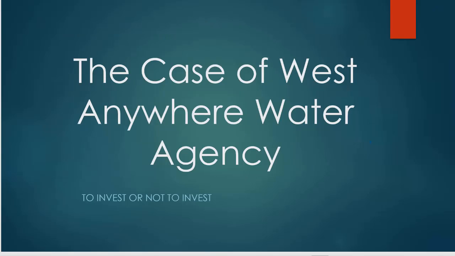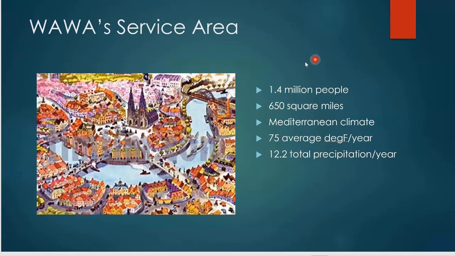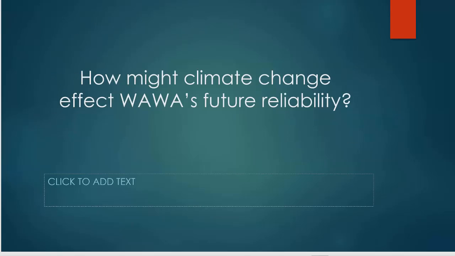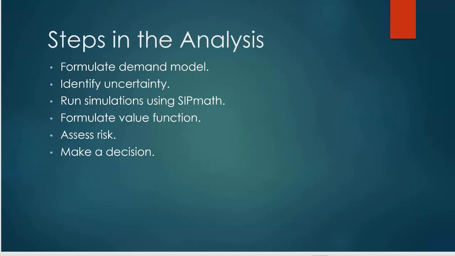So I'll run through a quick example for the West Anywhere Water Agency and another backronym. It had to be WAWA, I just didn't know what it stands for. So it's a pretty little town and has certain conditions. And the question is, how might climate change affect their future reliability? So we'll cycle through these steps in the analysis.